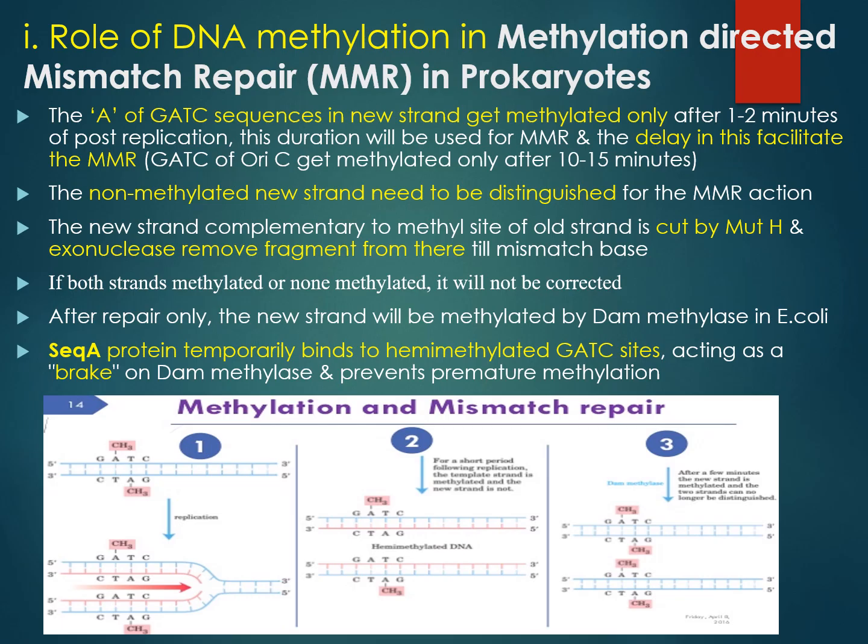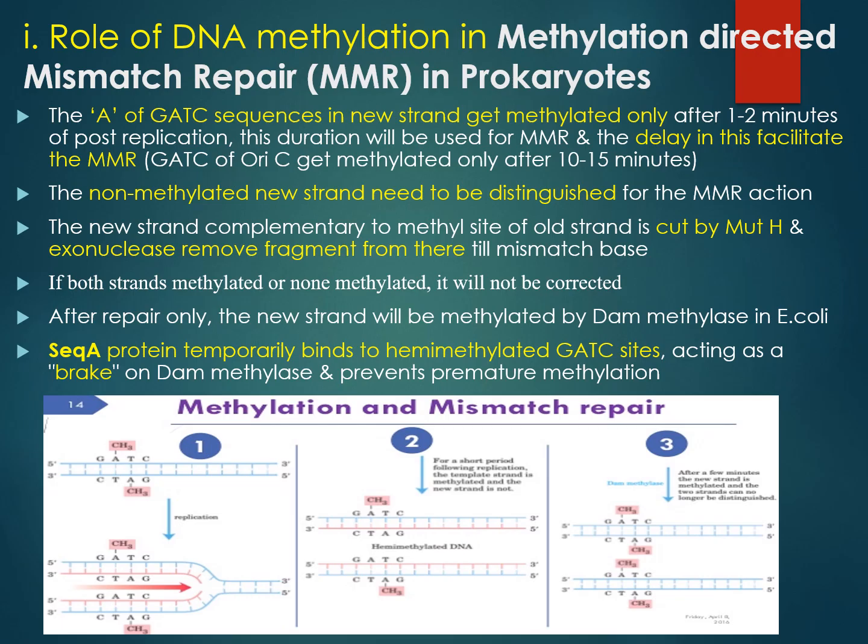And the mechanism I'll be explaining in the next slide. It involves certain proteins and enzymes. Mainly MutH will cut the site where you have the mismatch, and exonuclease will remove the fragment including that mismatch region, and repair can be done by the other enzymatic systems. If both strands are methylated or none are methylated, such a repair mechanism will not happen. So methylation plays a vital role in the MMR system in prokaryotes.